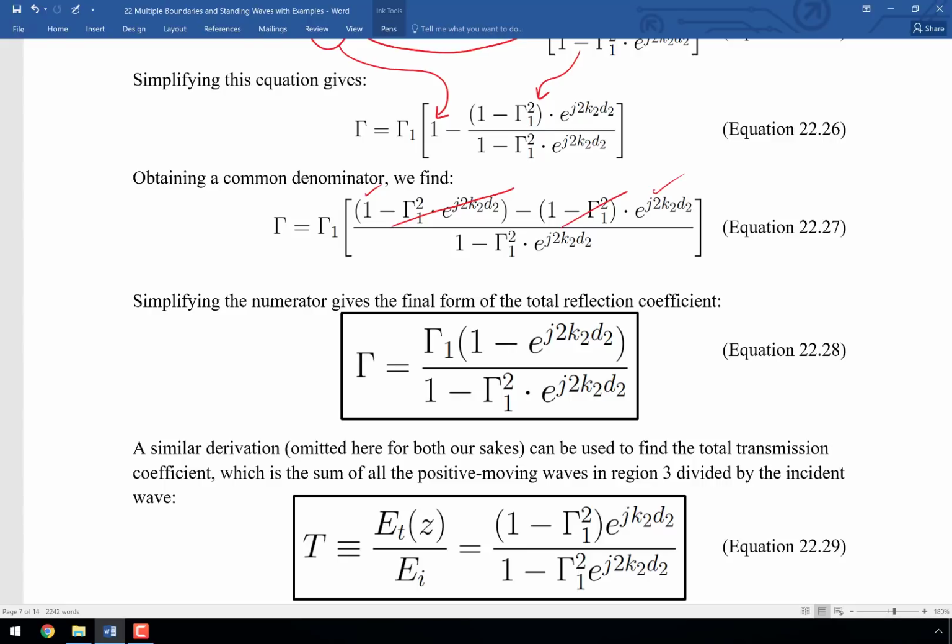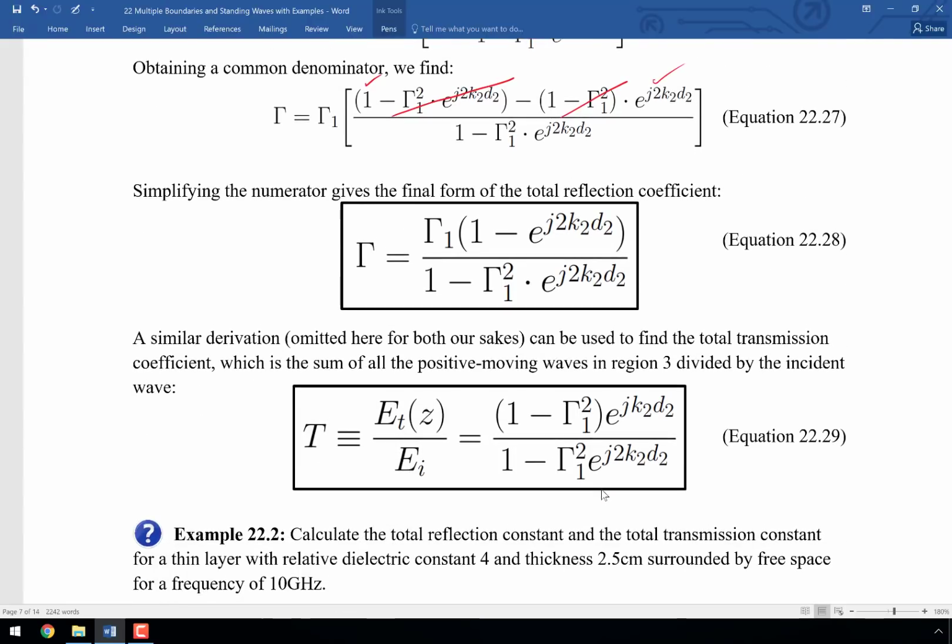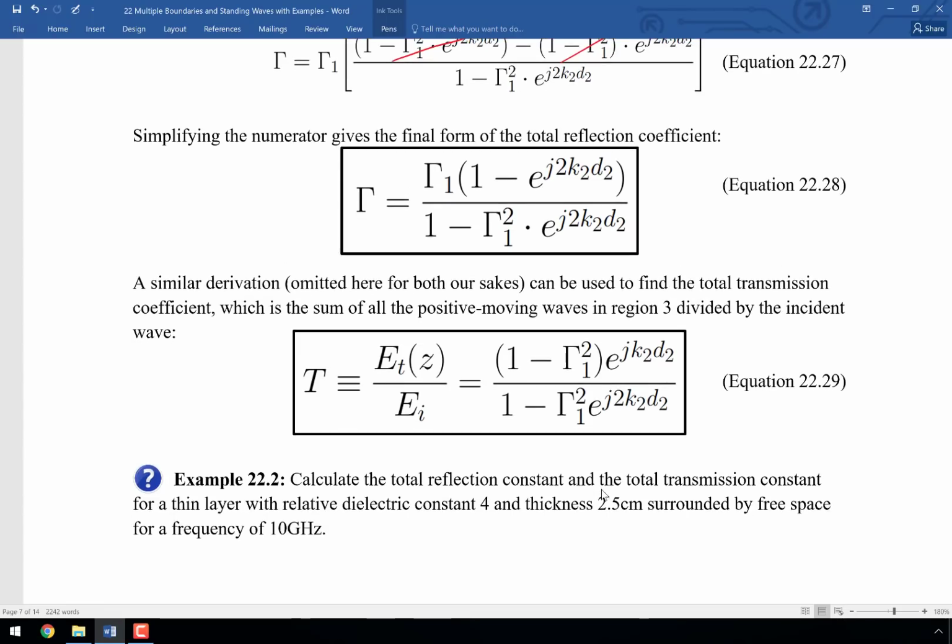We covered a lot of ground to get there, but we don't have to do that again. Now we can just have this, which is our ultimate final answer for gamma, the total reflection coefficient. And then a similar derivation, which I'm omitting to save us both a lot of time here, will give us the transmission coefficient, the total transmission coefficient, given all of that other information. So notice that the reflection coefficient and the transmission coefficient will depend on gamma 1, it'll depend on k2, and it'll depend on d2.